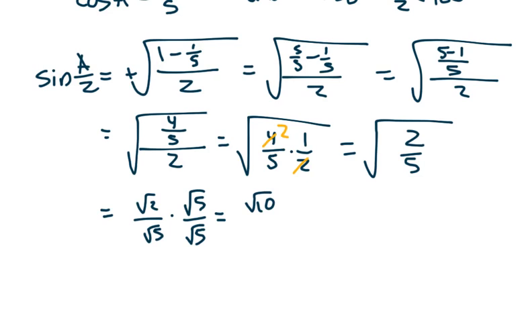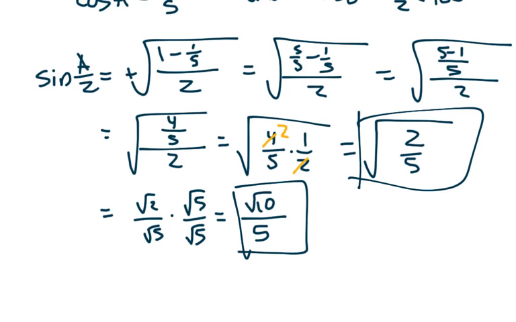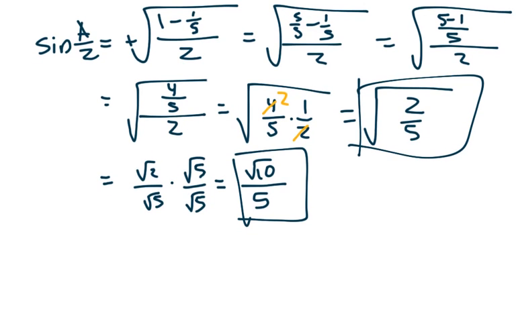Radical 2 times radical 5 is radical 2 times 5, and radical 5 times itself is the inside. So either this or this are acceptable here. That's sine of a over 2. Now let's try cosine of a over 2. A lot of the steps are going to be the same.